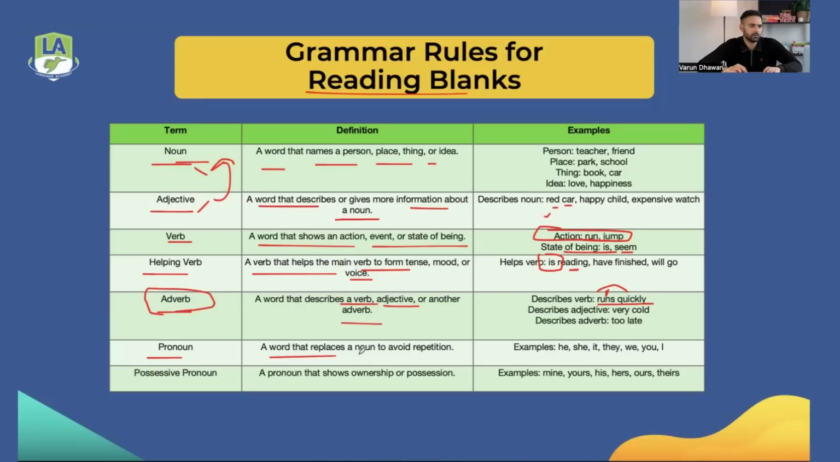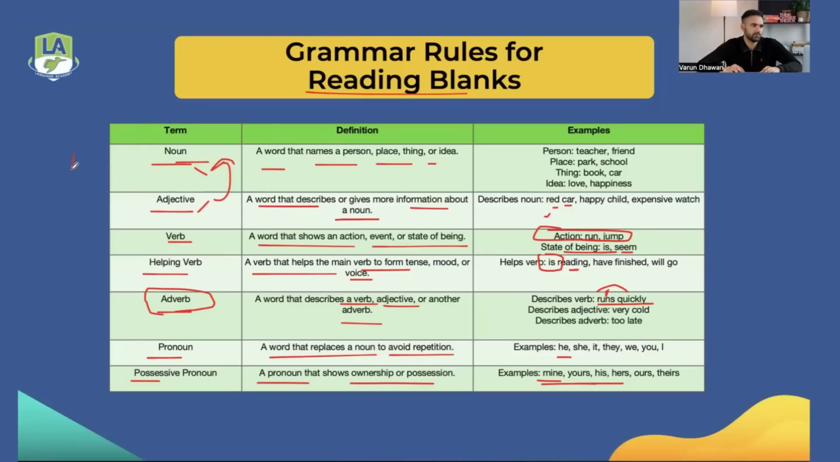Pronoun: a word that replaces a noun to avoid repetition. For example, Rohan is a good boy. He is playing in the ground. You'll never say Rohan, Rohan, Rohan. So a word which replaces the noun, such as a person, is referred to as a pronoun. A possessive pronoun is a pronoun which shows ownership or possession. This is mine. This is yours. So words like mine, yours, his, her are possessive pronouns.